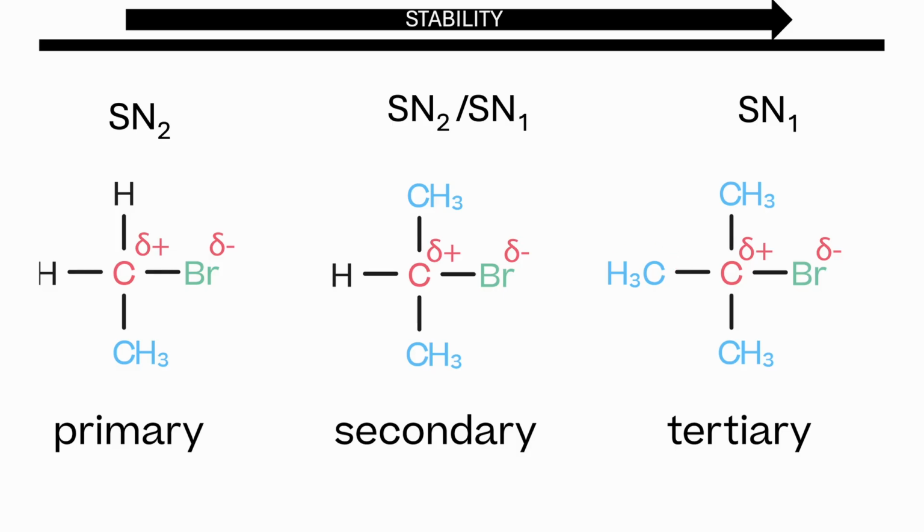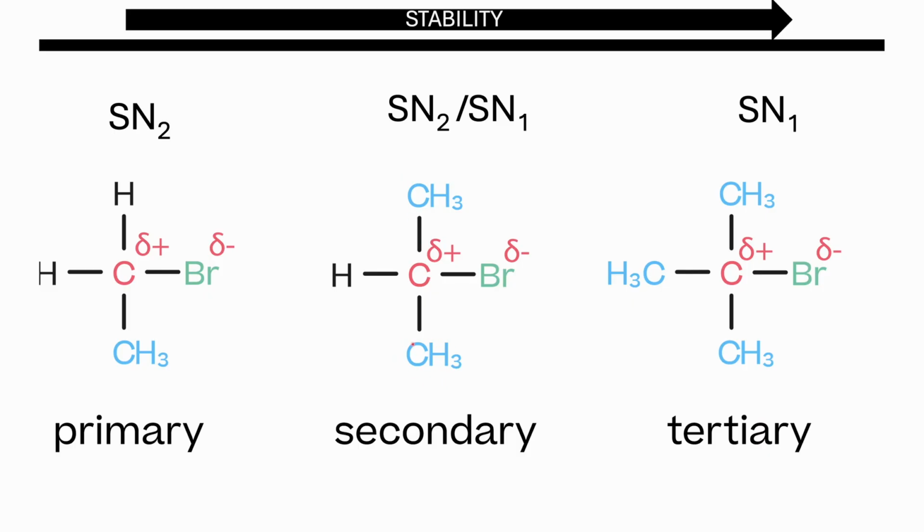In comparison, your primary halogenoalkanes would have one or no alkyl groups attached, and these would not be able to stabilize the carbocation that is formed. In addition, your primary halogenoalkanes are going to be forming your primary carbocation intermediates, and these are the least stable of your carbocations. So your secondary halogenoalkanes can undergo both SN1 and SN2 nucleophilic substitution mechanisms.